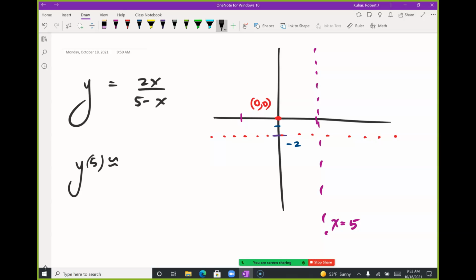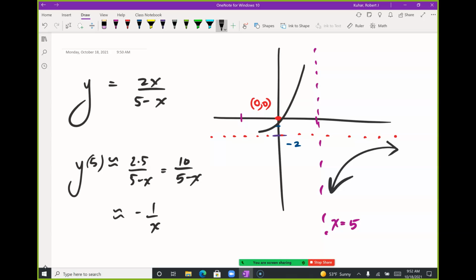Oh, that's it. It's a hole. No, it's an asymptote, but I'm going to plug it in where I can. So I get 2 times 5 over 5 minus x, so I get 10 over 5 minus x. So it kind of looks like negative 1 over x. So I have to be down here and up here, which makes sense because I had to go through that red point.